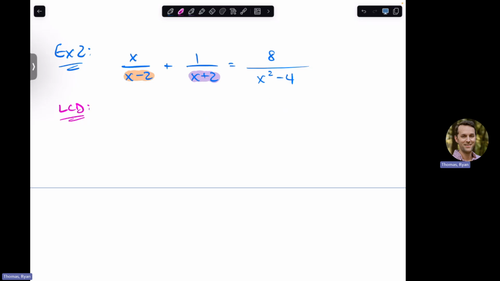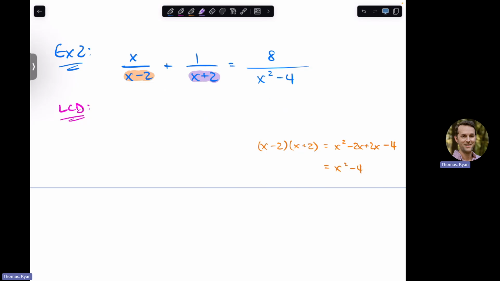Okay, so one of them, the denominator is x minus 2. Another one, the denominator is x plus 2. Hey, real quick, just out of curiosity, what's x minus 2 times x plus 2? x squared minus 2x plus 2x minus 4, x squared minus 4.